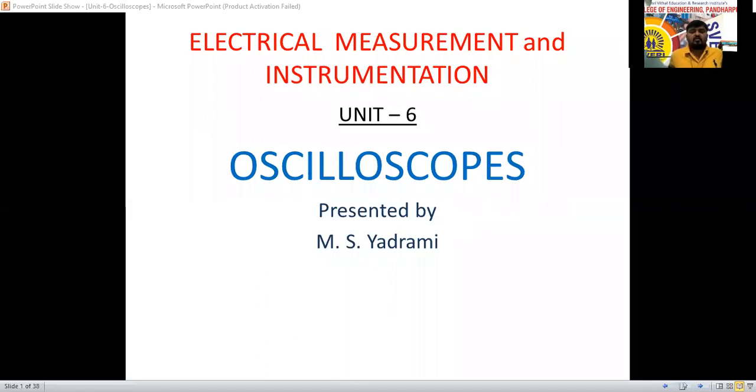In the previous class, we discussed the digital instruments. We discussed digital voltmeters, multimeters, Q meter, electronic counter, electronic energy meters, LED, LCD. We have finished that. The fifth unit, the last unit of the Electrical Measurement and Instrumentation subject, is called oscilloscope. So today we are going to discuss oscilloscopes. Have any of you heard the name of oscilloscopes?